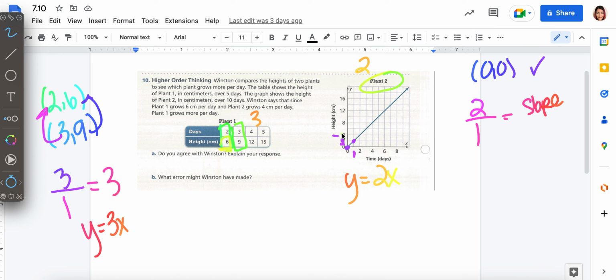What Winston didn't do is he just looked at here, 6, and then he just looked at the first number here, which is 4. But that doesn't mean that it's growing that much per day. You have to find the slope to see how much it is growing per day.